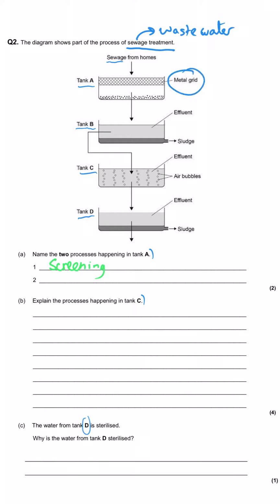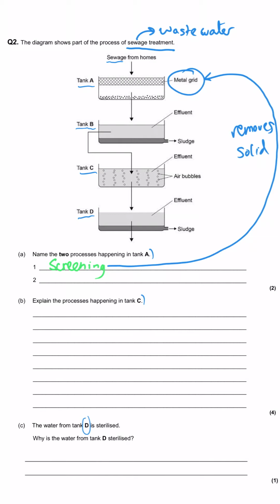But you can see we've got a metal grid on the side. What that does is remove solids. That's called screening, removing of solids using that metal grid. That's things like twigs, cotton buds, wet wipes, and all that kind of toiletries that people have disposed of, perhaps in the wrong way rather than putting it in the rubbish.